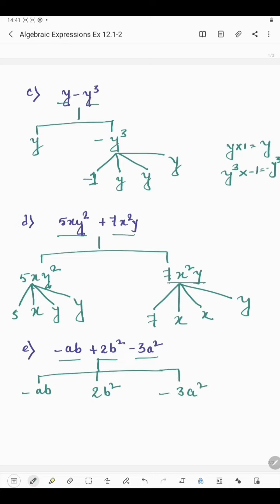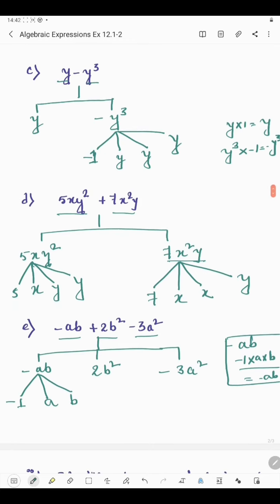Okay, now we will write the factors of minus ab. As the minus sign is present, so it will be minus 1. Because if we write only ab, that means the factors of ab will be a and b, right? But if the minus sign is present, then minus 1 into a into b is minus ab. So we will have to mention minus 1 here as the factor, and then a and b. Now if you multiply a into b is ab, and ab multiplied by minus 1 is minus ab.